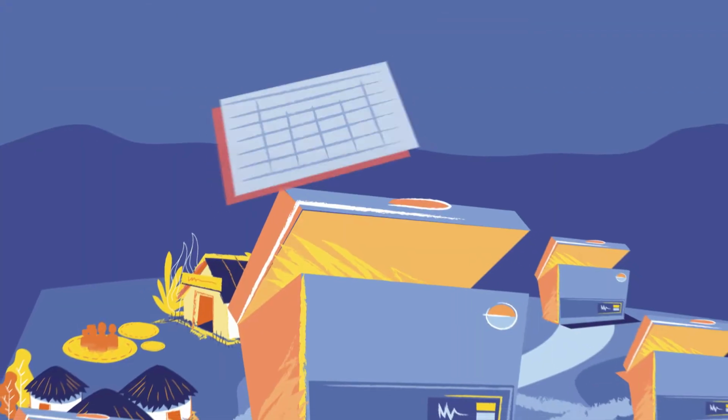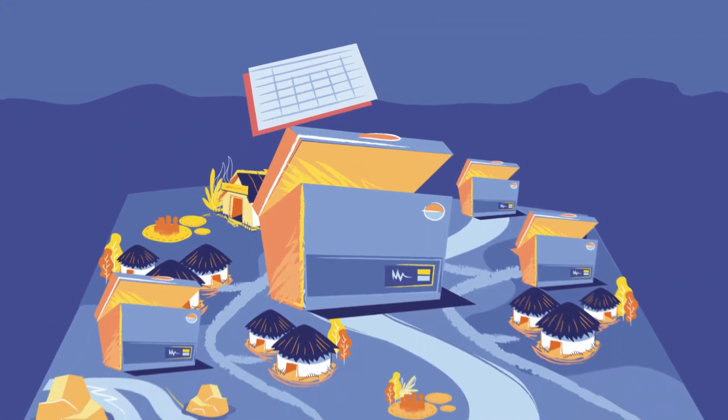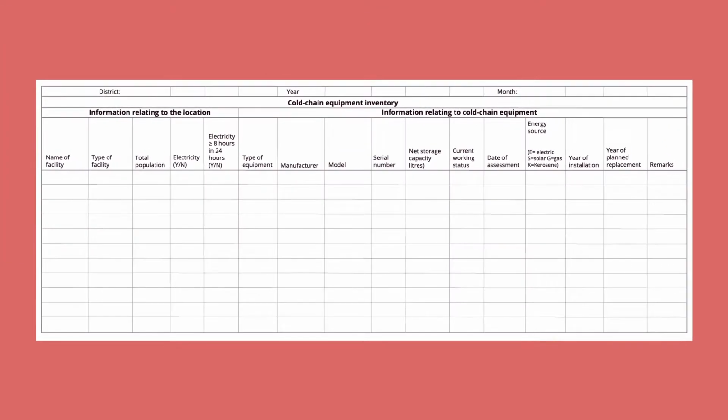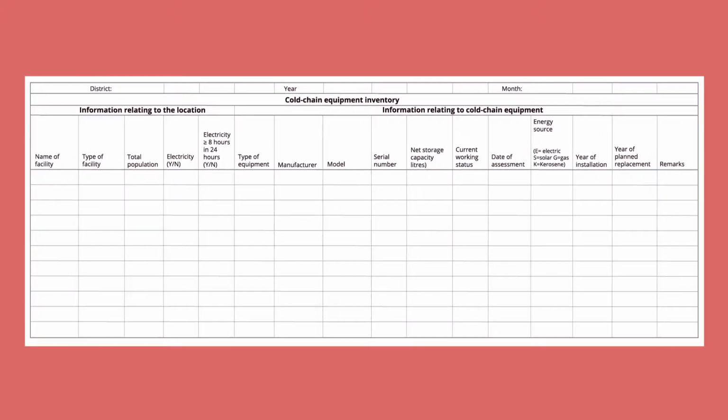An equipment inventory lists important data about each piece of cold chain equipment. Here is an example of a typical cold chain equipment inventory. Before we practice filling it out, let us talk about how this list can be useful to everyone in the cold chain.